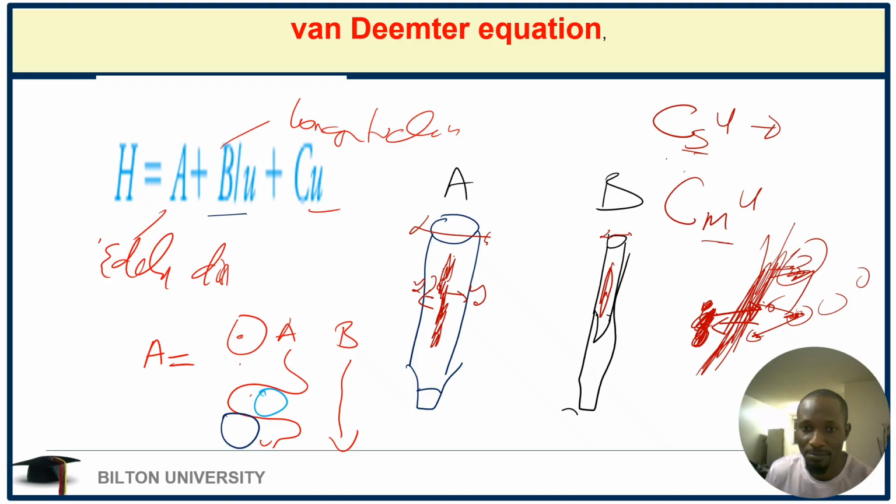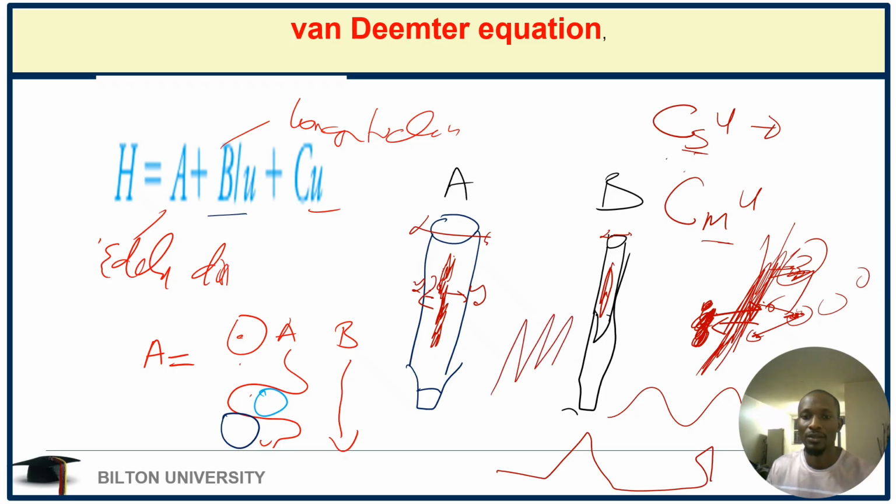The separation of the peaks may come up to like this, okay, or something like this, or something like this, okay, due to those mass transfer terms. And that's how these things affect. So this is called the Van Deemter equation.